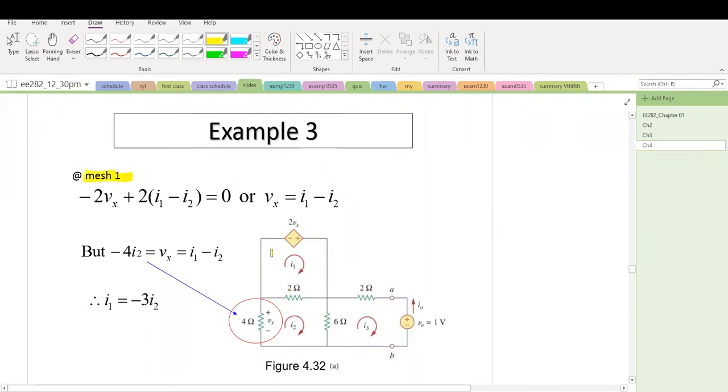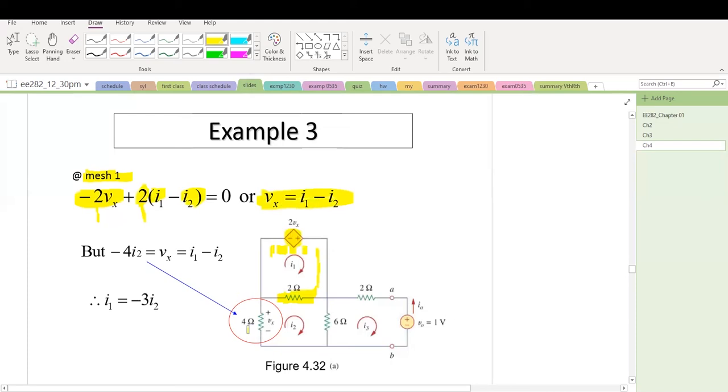When we walk here, the first element is minus 2Vx, because this is a voltage source, and then come back here, that will be 2 ohm. The current that flows through the 2 ohm will be I1 minus I2. So, get rid of 2 here, get rid of 2 here. This equation is simplified now. Vx equals I1 minus I2.